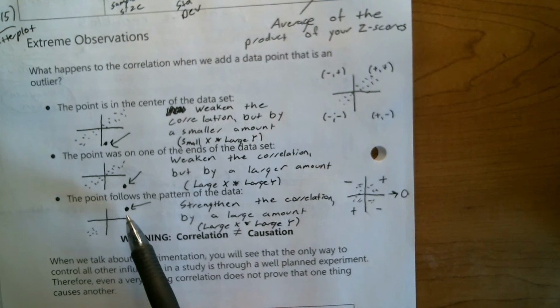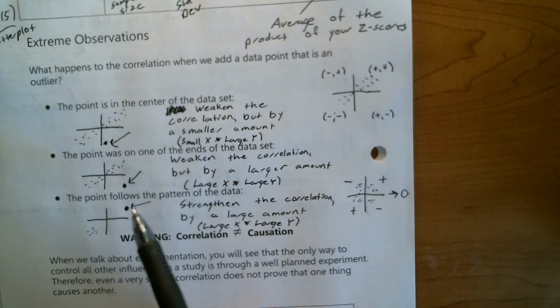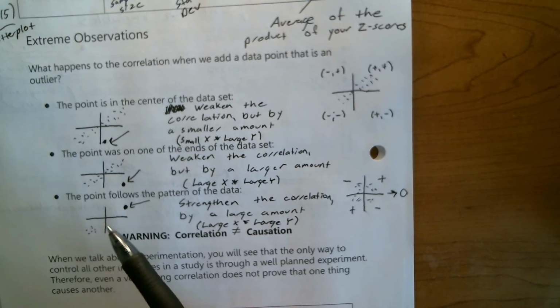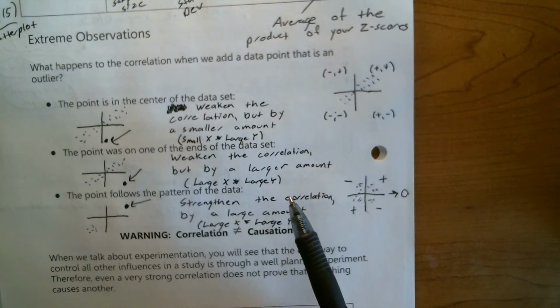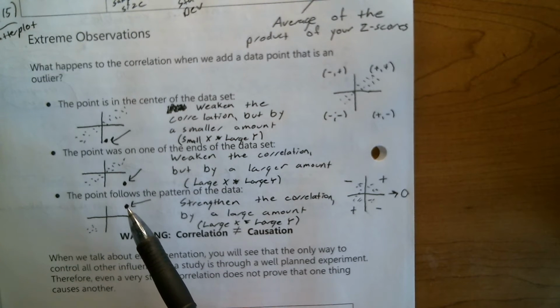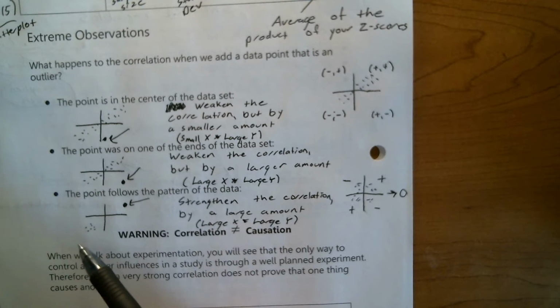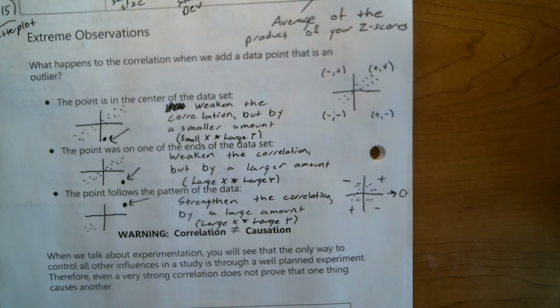Now, the same thing can happen when you have a point that follows the pattern. When you have a point that follows the pattern, it's not going to weaken the correlation, it's going to strengthen it. And if it's way out here towards the edge, it could strengthen it by a lot and give a misleading representation. This one point could end up giving you a correlation fairly close to 1 when the rest of the data really doesn't support that. So this one point could give a very misleading value, which again is why it's always important to look at the graph and not just go off the numbers.